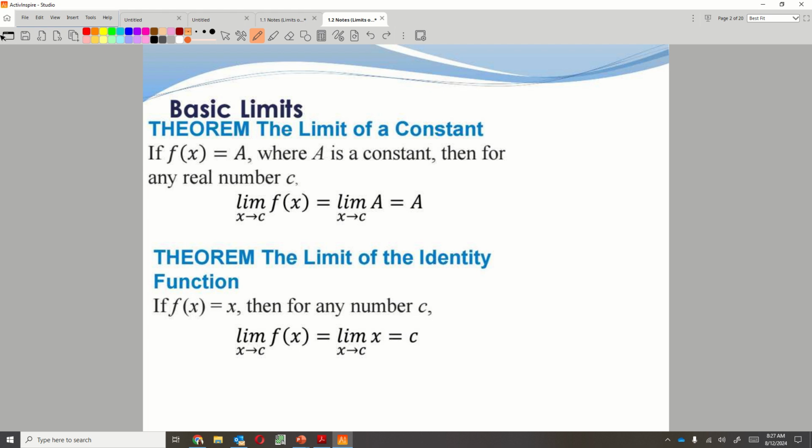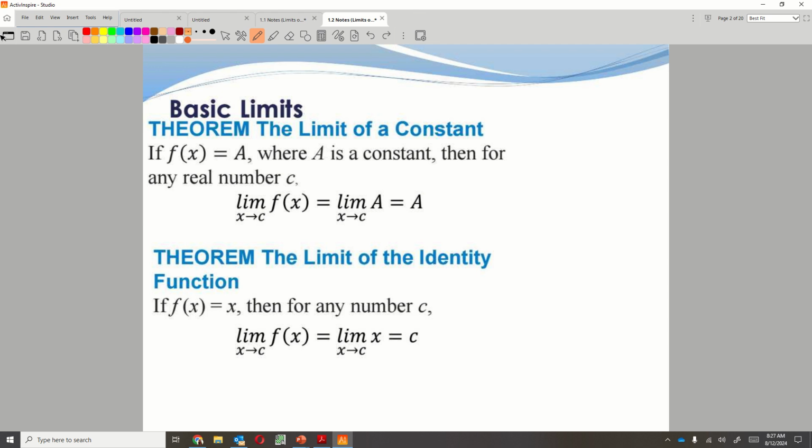It is a number. So right here, then for any real number c, the limit as x approaches c of f of x is equal to the limit of a, which is equal to that a. So of a constant, that means that for the c, there is no variable to plug in. So if it's just the constant, that's what it is going to be. So instead of saying the limit of 5x, you're saying the limit of 5. There's no variable, there's only a constant.